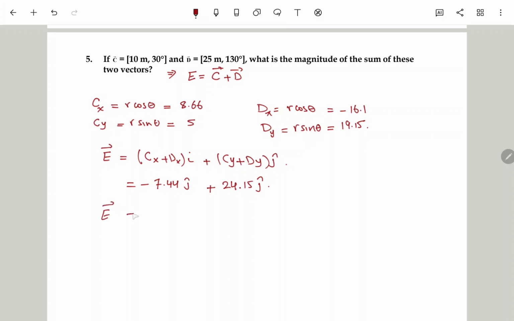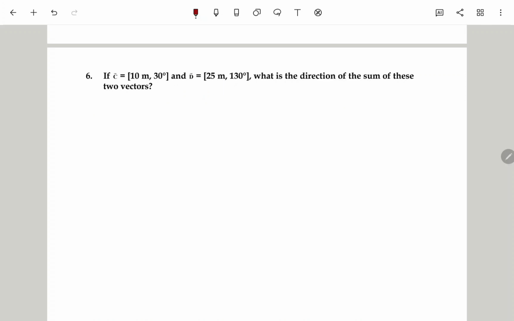The magnitude of vector E equals the square root of 7.44 squared plus 24.15 squared, which equals 25.3 meters. Now, same question, but in this case we are trying to find the direction of the sum of these two vectors. Vector E, as we solved before, equals minus 7.44 i hat plus 24.15 j hat.